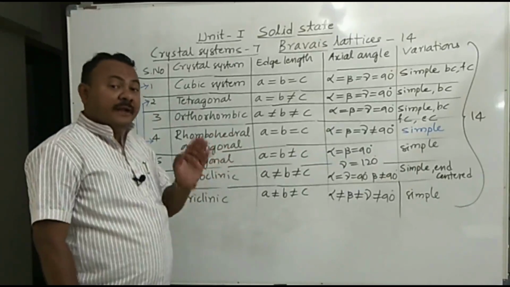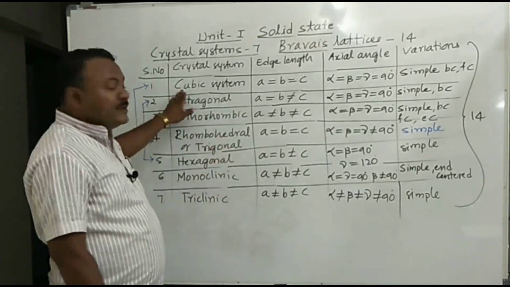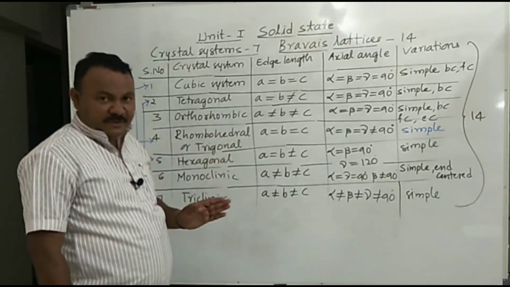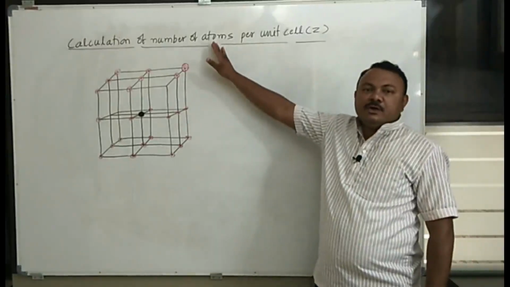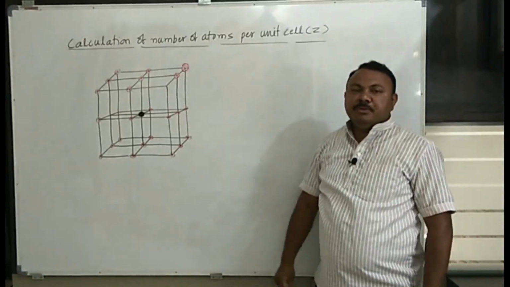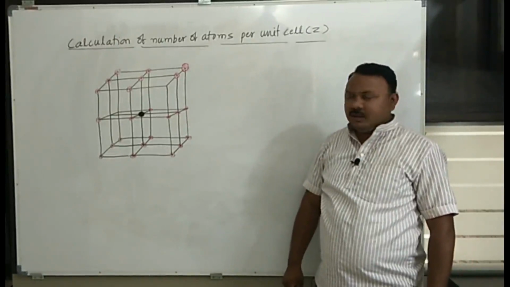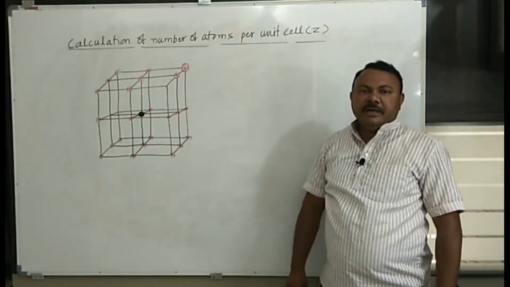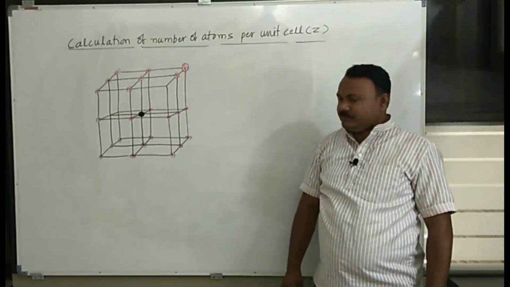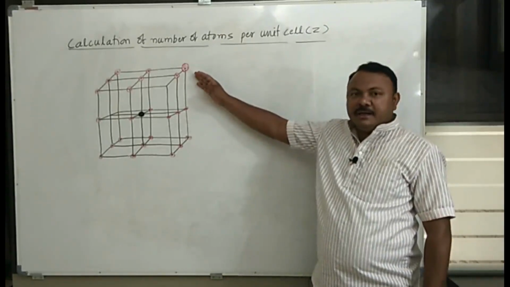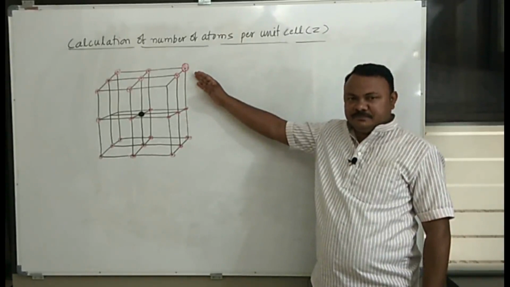We concentrate next on the cubic system and we are going to do some calculations only with respect to the cubic system. Let us concentrate on the calculation of the number of atoms per unit cell. It is denoted by the letter Z. And this calculation we do mainly with respect to the cubic system. For understanding the calculation, we are going to see the diagram of the crystal lattice once again.